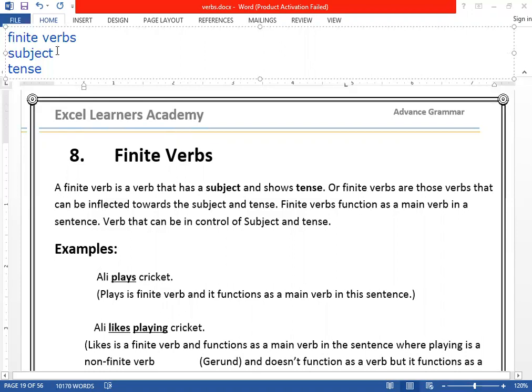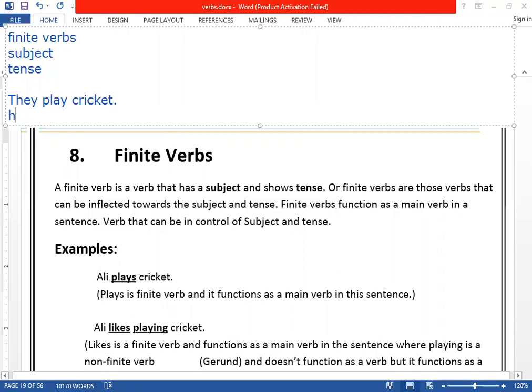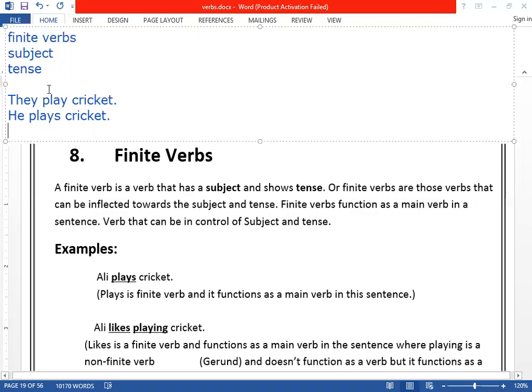Let's explain it. For example, if I say, they, T-H-E-Y, they play cricket. They play cricket. And then if I say he plays cricket. Now, can you see which one is the verb in this case? Play. And then the second one we have, plays.